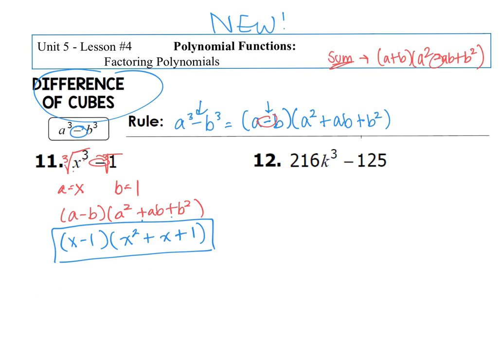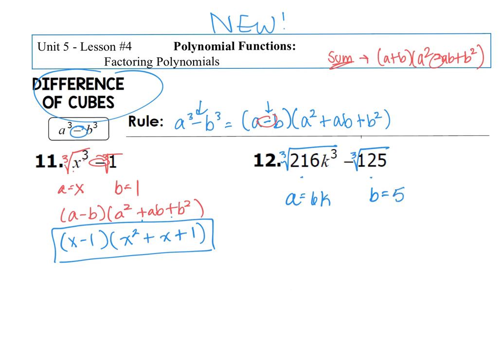Okay, number 12. We have 216k cubed minus 125. So I'm looking at my cubes list, I can see 216 and 125 are both perfect cubes. So I'm going to figure out my a and b right away. The cube root of 216k cubed, okay, the cube root of 216 is 6. The cube root of k cubed is k. And then the cube root of just the 125, don't put that negative sign underneath, the cube root of 125 is 5.